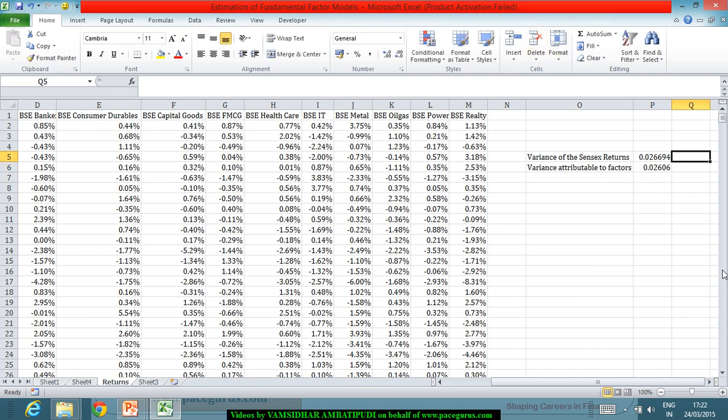And if I'm looking at the standard deviation here, it is nothing but the square root of the variance, around 16.33%, and 16.14% is what is attributable to these factors. So the specific variance is simply the difference between these two, and on the standard deviation front it is around 2.52% on an annual basis.